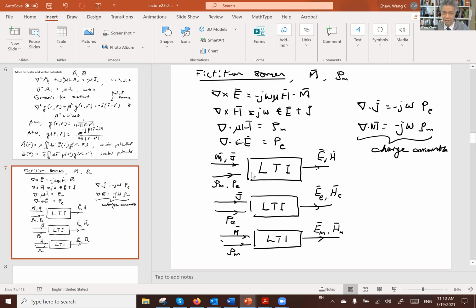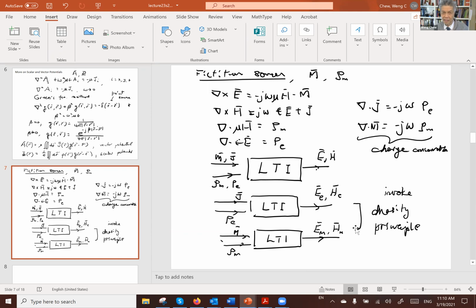But what it says is that once you know how to solve the case where J is not equal to 0, M is equal to 0, and rho sub E is not equal to 0 but rho sub M equal to 0, you can also find the solution to the second case by invoking the duality principle. And then it would be quite straightforward to write down the total solution when all the sources are turned on.